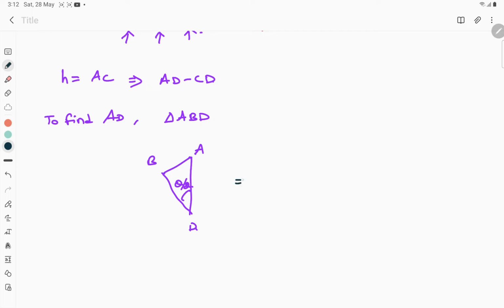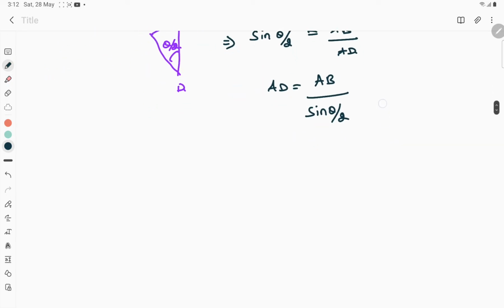Now from this triangle we know sine theta by 2 is nothing but opposite by hypotenuse. Opposite is AB, hypotenuse is AD. So AD will become AB by sine theta by 2. That is nothing but 1 by sine theta, which is cosecant theta by 2, into AB.